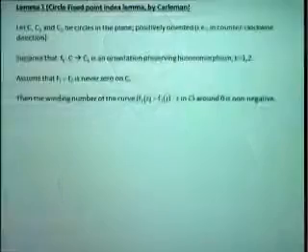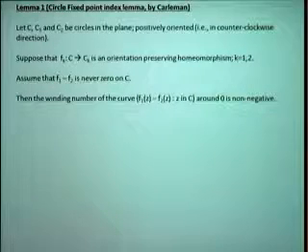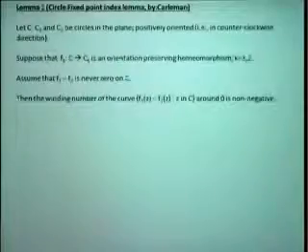So we have two circles, C1 and C2, in the plane that are positively oriented, and we have F1, F2 orientation preserving homeomorphisms. Basically, those are two curves, F1 and F2, that have images that are circles. And assume that F1 minus F2 is never 0 on C. So basically, there's no fixed point, no 0 point for the difference. Then the winding number of the curve F1 minus F2 around 0 is non-negative.